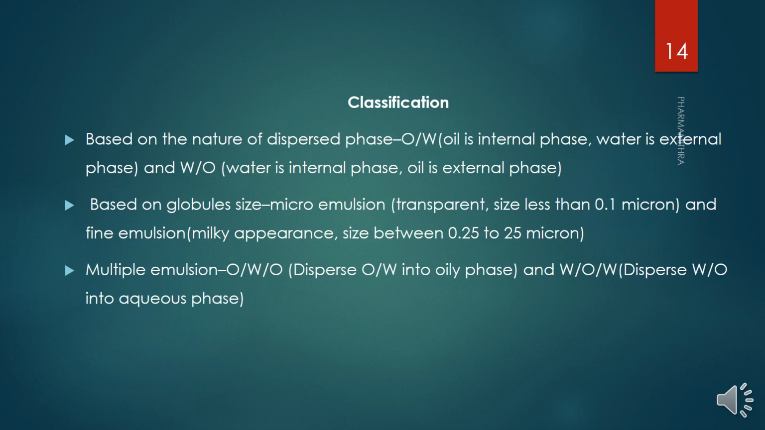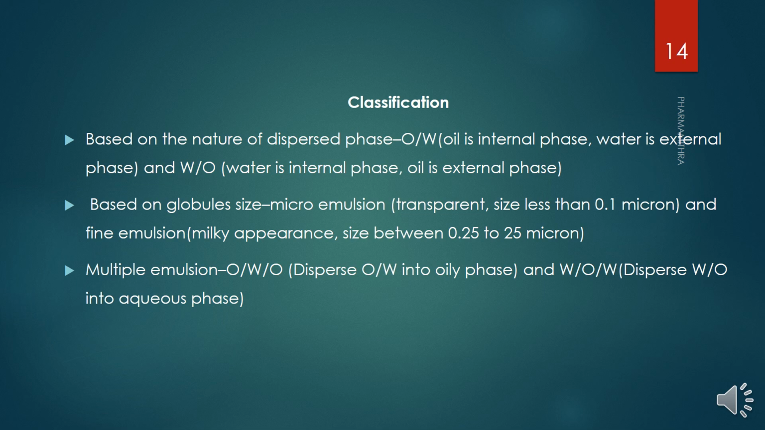Coming to the classification of emulsion, it can be classified mainly into oil in water. Oil in water means water is the external phase and oil is the internal phase. And the second category is water in oil emulsion. Here oil, that is in the denominator part, becomes the external phase. That is, oil is the external phase and water is the internal phase.